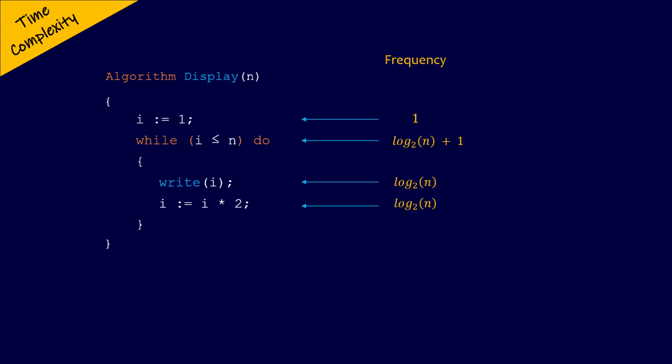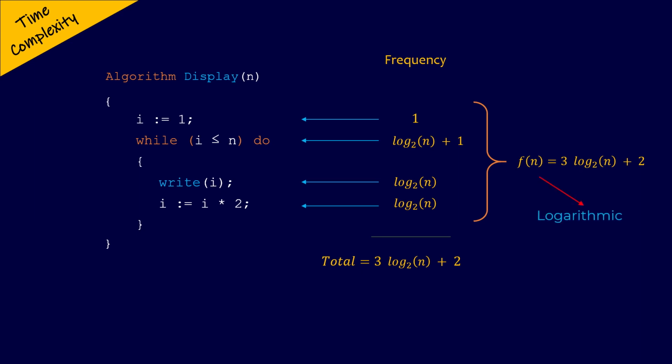Now the step count of the entire algorithm will be 1 plus log n to base 2 plus 1 plus log n to base 2 plus log n to base 2, which is 3 times log n to base 2 plus 2. Now, the number of operations needed to execute an algorithm is represented as a runtime function and takes n as the argument. So, the runtime function f of n of this algorithm is 3 times log n to base 2 plus 2, and this is a logarithmic polynomial. Therefore, we say that the runtime function or the time complexity of this algorithm using this type of while loop is logarithmic.